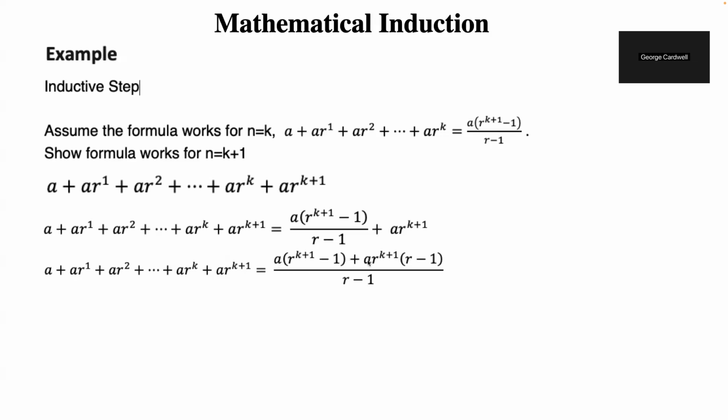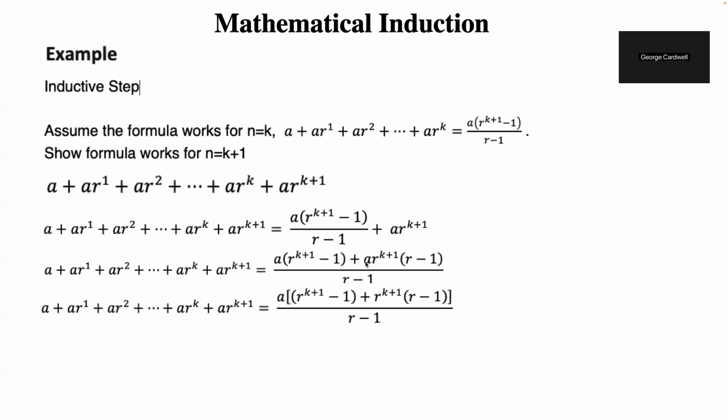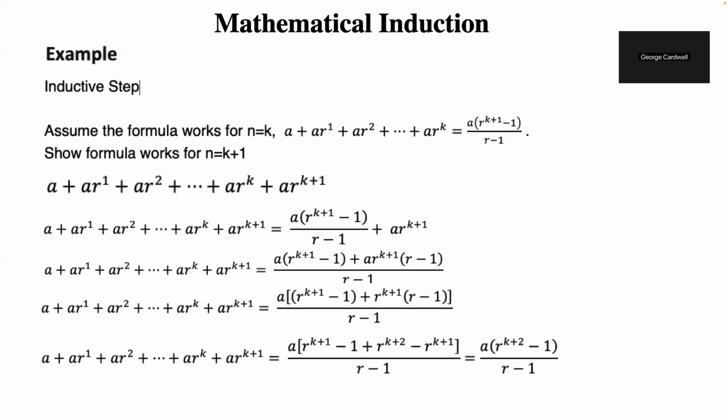Notice now I have an A in common to both of them, so I'm going to factor that A out. Then what's left inside is R^(K+1) minus 1 plus R^(K+1) times (R minus 1). Now what I'm going to do is multiply R^(K+1) times (R minus 1). In other words, I'm going to distribute: R^(K+1) times R minus R^(K+1) times 1.